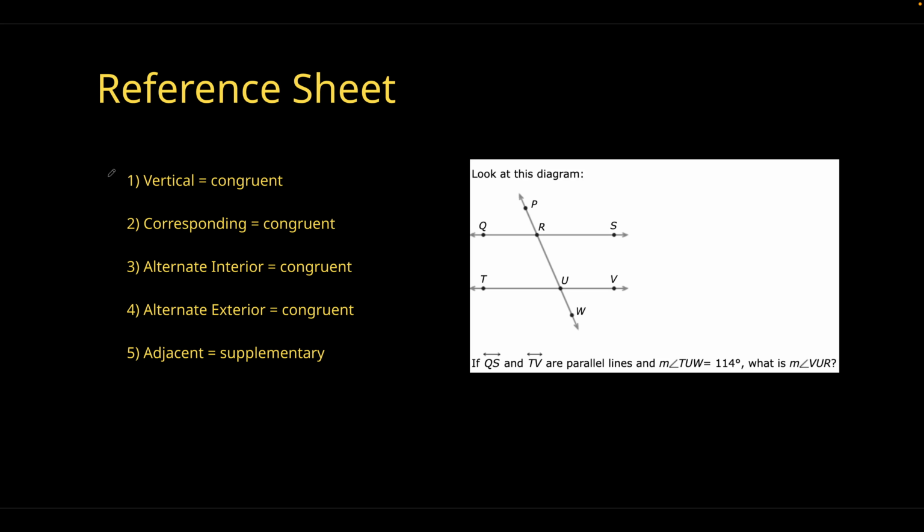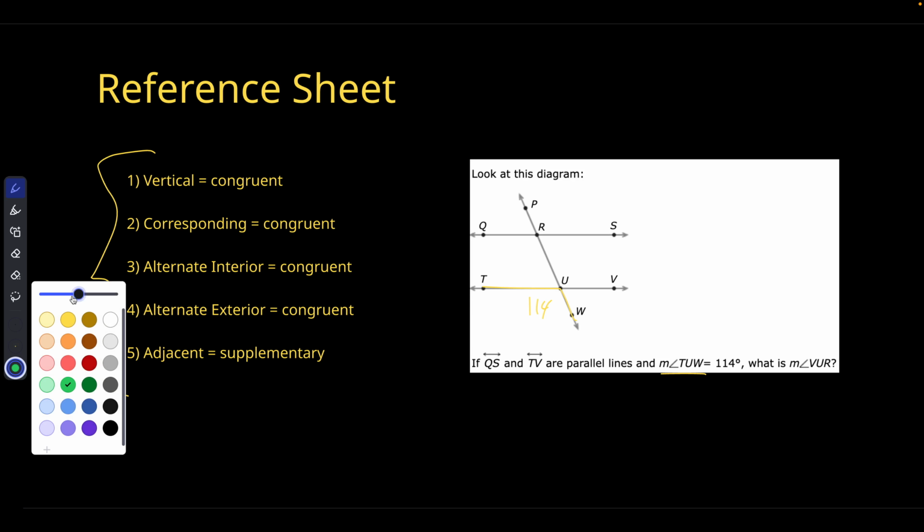Here we go. On the left-hand side, this reference sheet, we're going to be using this. In this problem, it says if the measure of TWU, so TWU is this angle, TUW is 114 degrees, what is the measure of VUR? Let's use a different color here. Let's go green.